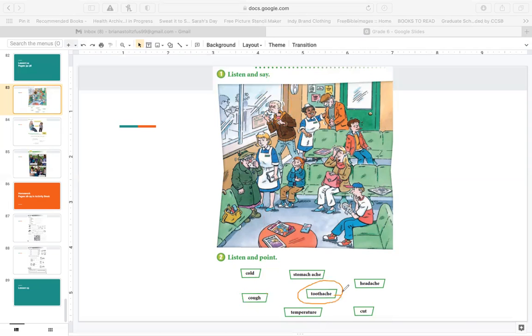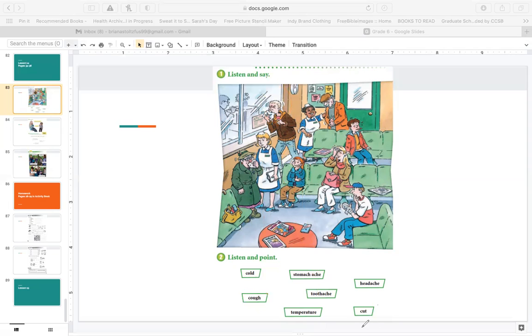Which person has a toothache? This is when your tooth hurts. Yeah, this girl has a toothache. See, she is touching her mouth and it looks very large. Maybe it is swollen. Draw a line from her to toothache.